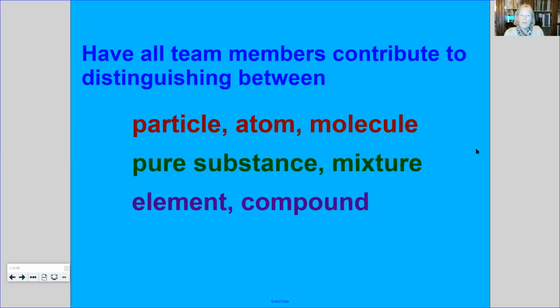By the end of that POGIL, everyone in your team should very clearly appreciate the difference between these words: particle, atom, molecule, pure substance, mixture, element, compound. Those are words that are oftentimes interspersed, confused, used synonymously, but they are distinct ideas that I hope the POGIL would have clarified for you.